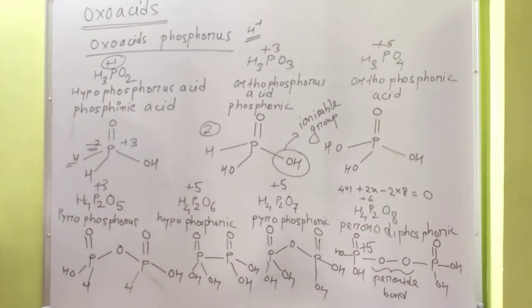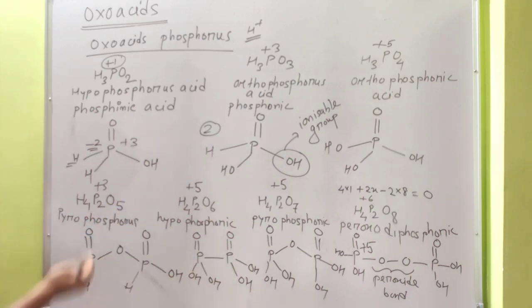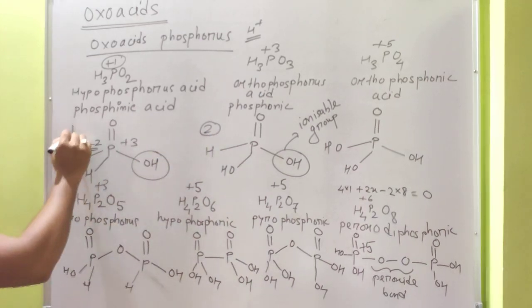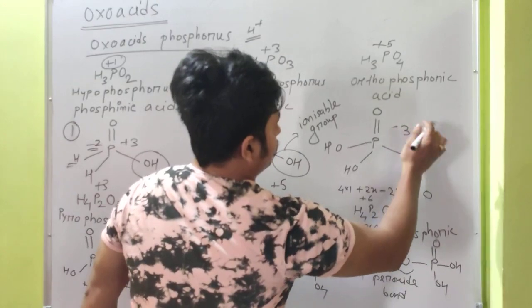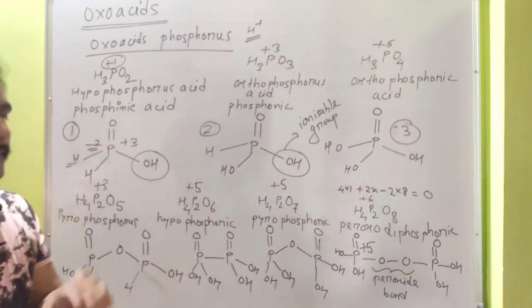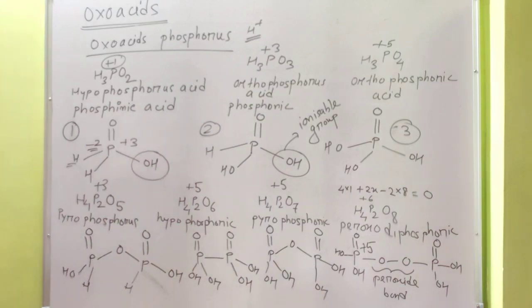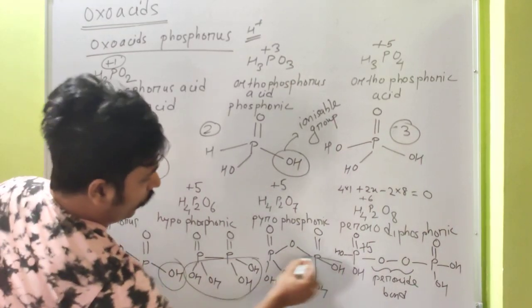In case of oxoacid, the basicity depends on the number of OH groups. As this compound has 2 OH groups, basicity is 2. This compound has 1, so basicity 1. This compound has 3 OH groups, so basicity is 3. Okay, is it clear? No problem. Next we discuss reducing character. In this case, basicity 2, here basicity 4, basicity 4.